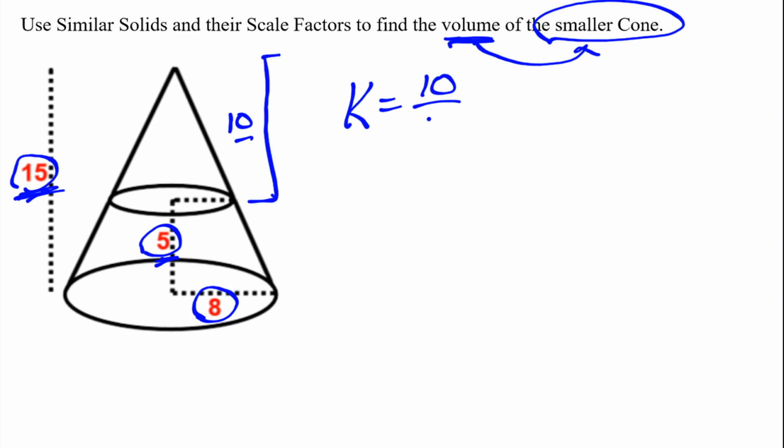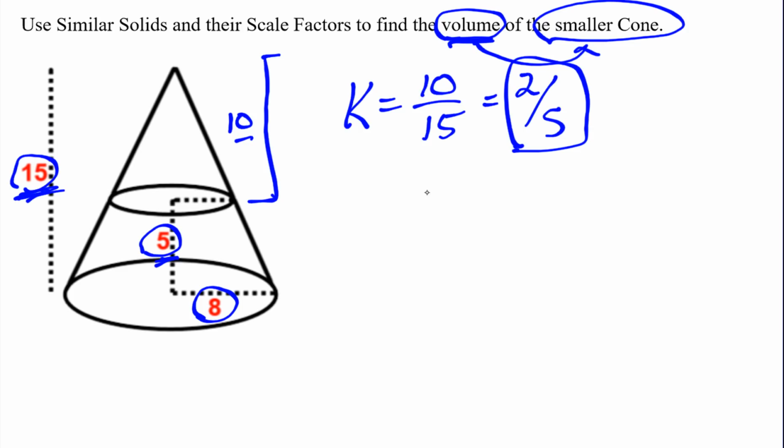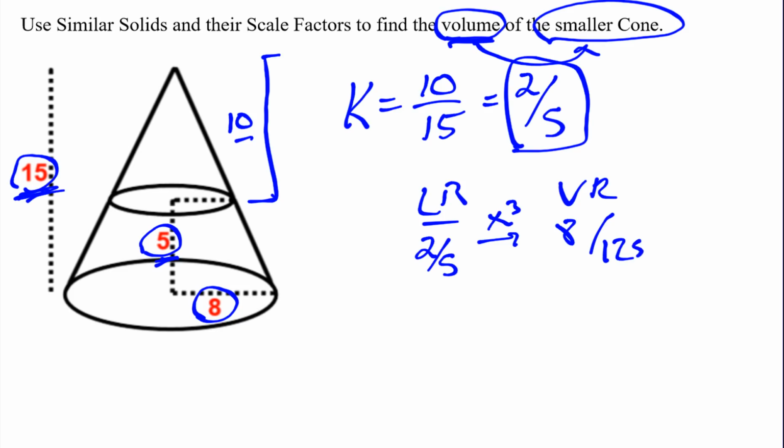We could go 10 over 15, which reduces to 2 over 5. So my length ratio is 2 over 5. I need to use that to create a volume ratio. So length ratio is 2 over 5. Convert that to a volume ratio. That means I'm going to cube it. 2 to the third power is 8. 5 to the third power is 125. That's the ratio I want to use for my proportion. So I'm going to set up my proportion.